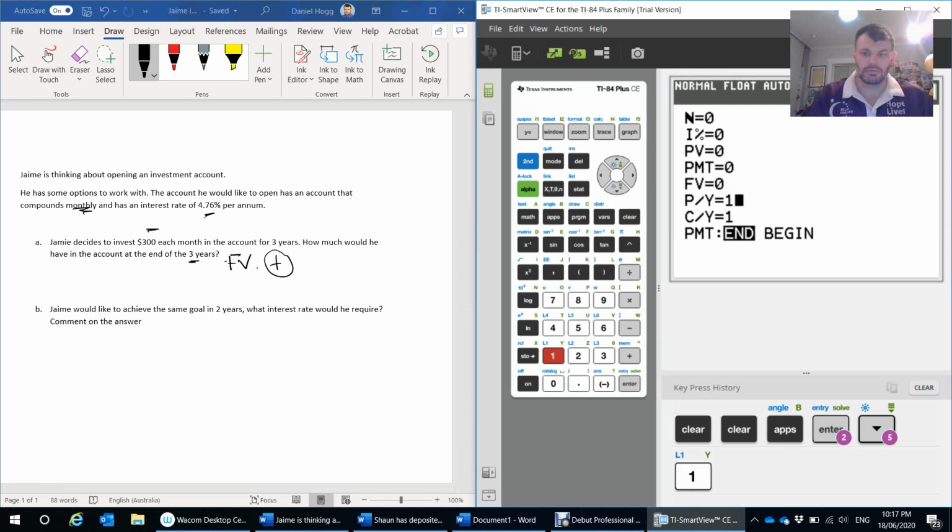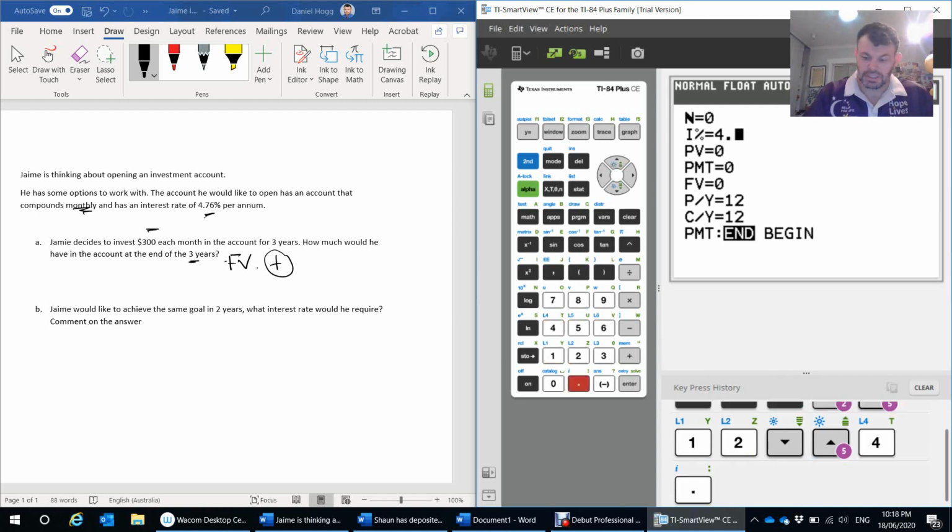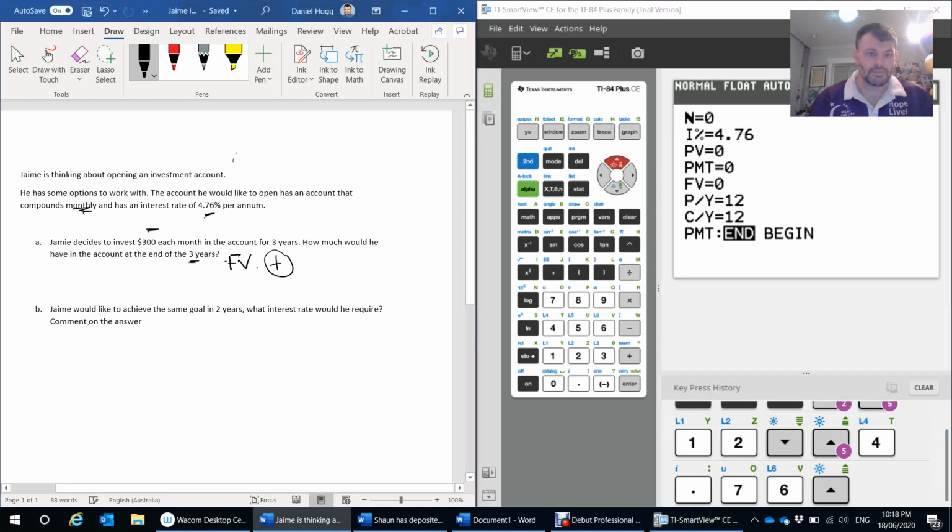We know this here is going to be 12, and the reason why we know it's 12 is because it's monthly. Remember that CY will change automatically when you change the monthly. We know our interest rate is 4.76, and N, remember that N is equal to the number of years. So in this case, it's 3 times how often you're making those payments, in this case 12. So therefore, we got 36. And we just type 36 in here.